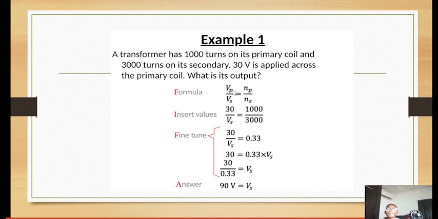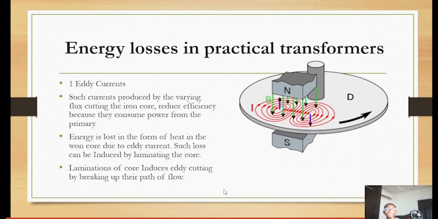30 volts is applied across the primary coil. What is its output? We can get that because Vp over Vs is equal to the number of turns in the primary divided by the number of turns in the secondary, and when we do the normal calculations, our Vs is equal to 90 volts.